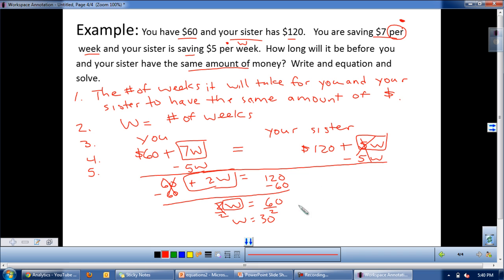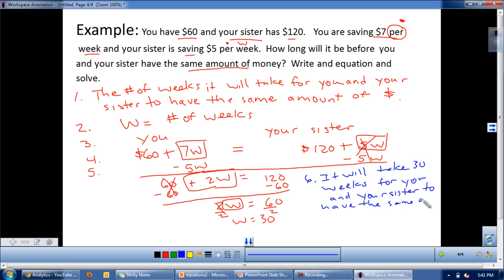Well, what does that mean? Alright, we're running out of room, so we'll write in blue so we won't be confused. So it will take 30 weeks for you and your sister to have the same amount. Alright?